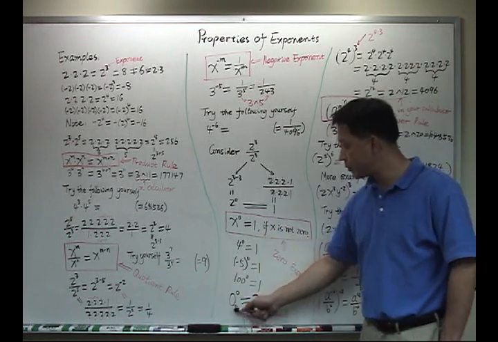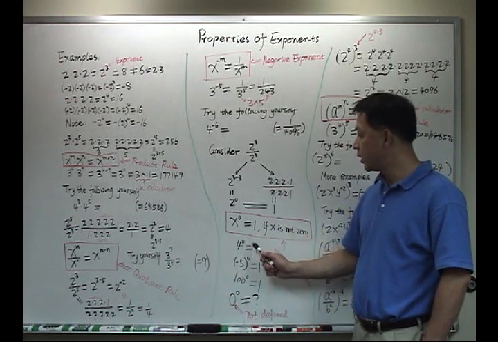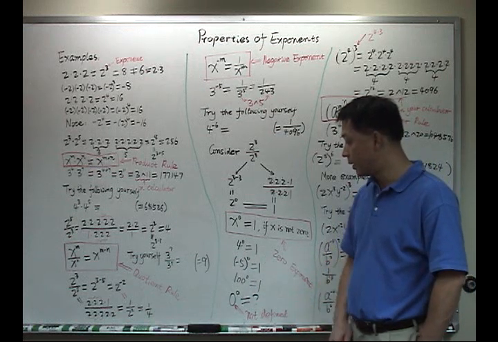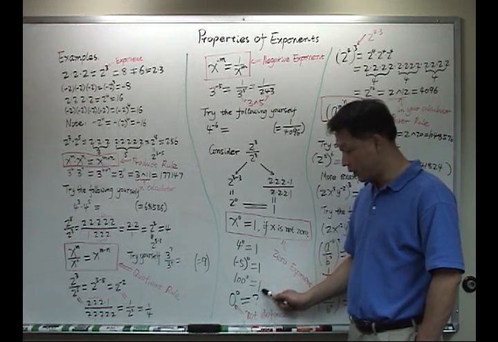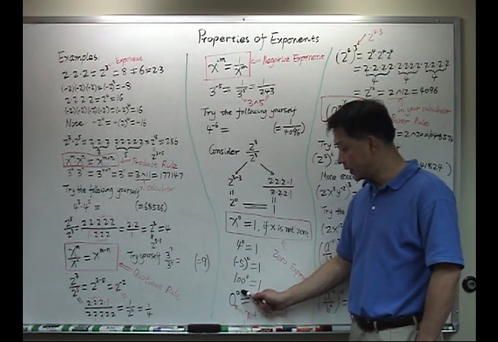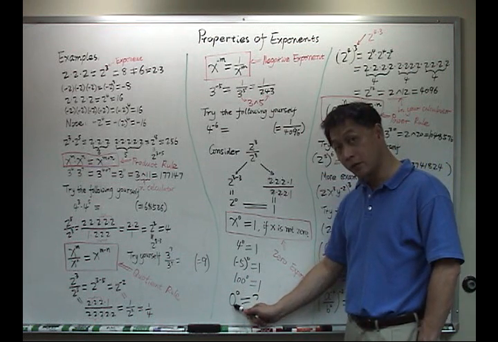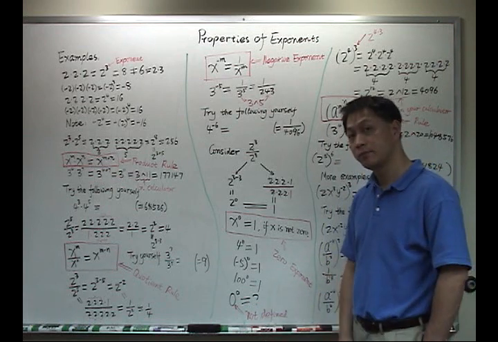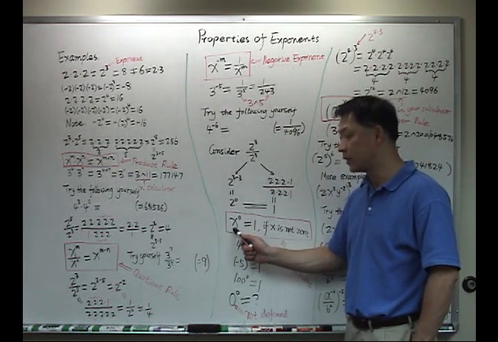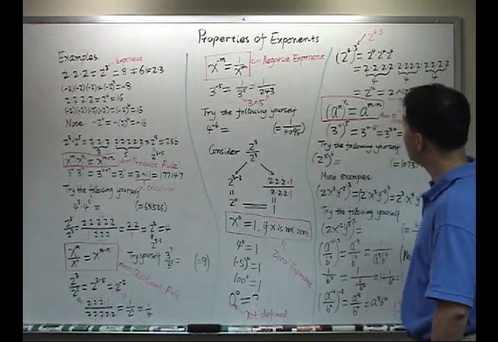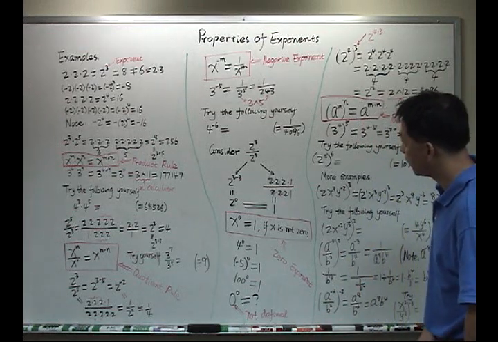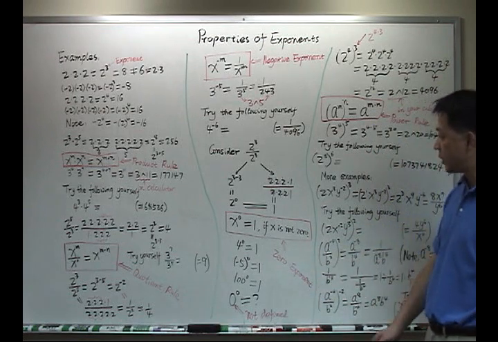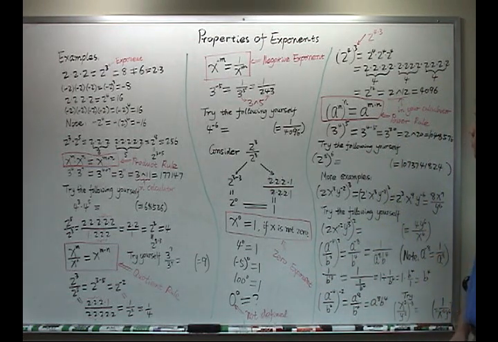Here are more examples. 4 to the 0 is 1. Negative 5 to the 0 is 1. 100 to the 0 is 1. 0 to the 0, because here the base is 0, is not defined. Be careful, okay? X cannot be 0. All right. Now, this is our fourth rule, which is called the zero exponent rule.